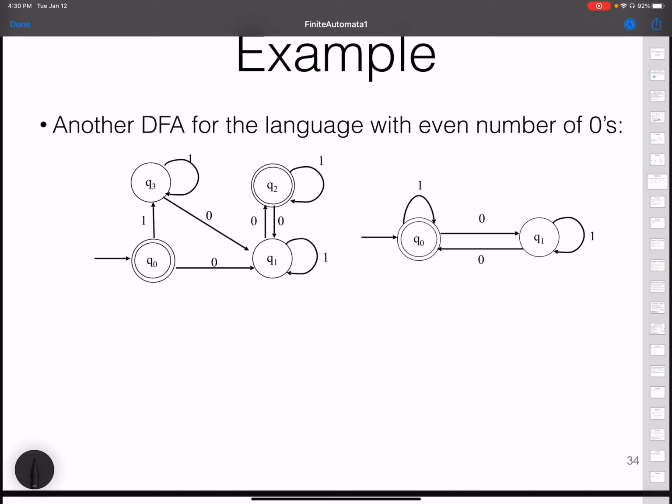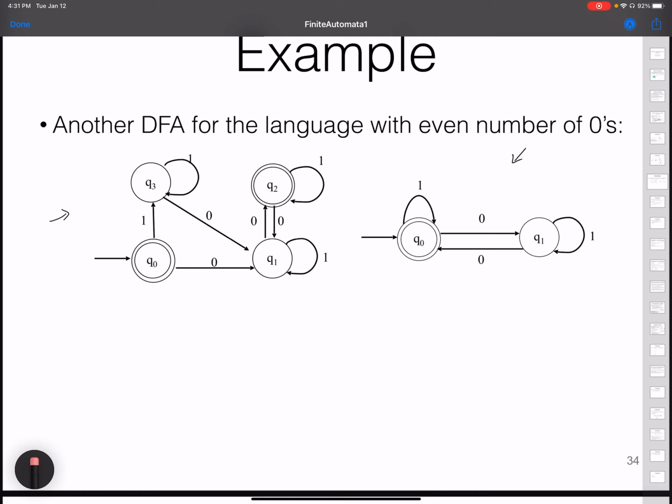These two deterministic finite automata are both going to represent the same language. Remember, the right one was the first example that I showed you, which represents the set of binary strings with an even number of zeros. This DFA is going to accept exactly the same language. You can see that I have more states, but this DFA exactly represents the same language as the other one.